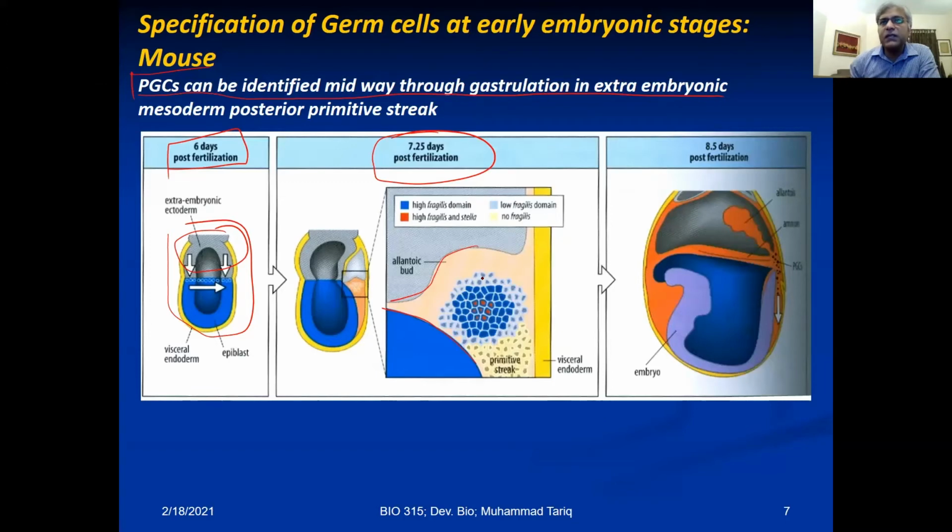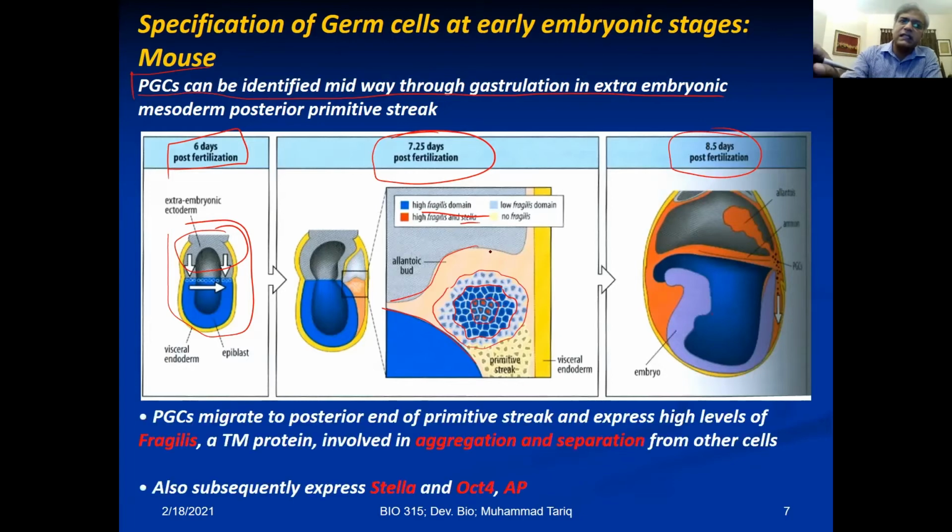primordial germ cells, and these primordial germ cells become even more visible by the 8th day after fertilization, where they are indicated by presence of proteins. So there are two proteins. One is fragilis. The dark blue color is the one which is expressing high fragilis. And then there are cells or regions where we detect very low fragilis. And within the core of the high expressing fragilis domain, we have another protein which is called stella. So both fragilis and stella.